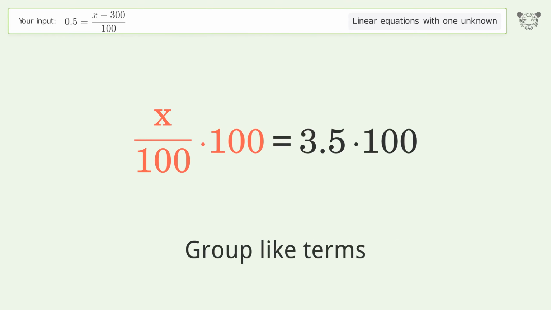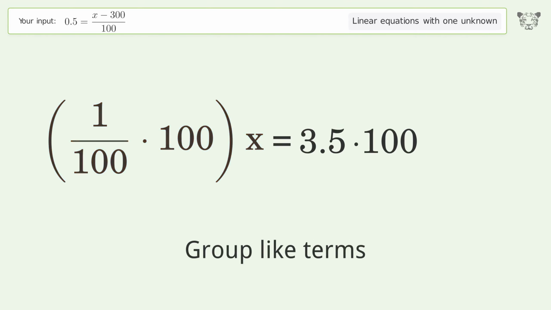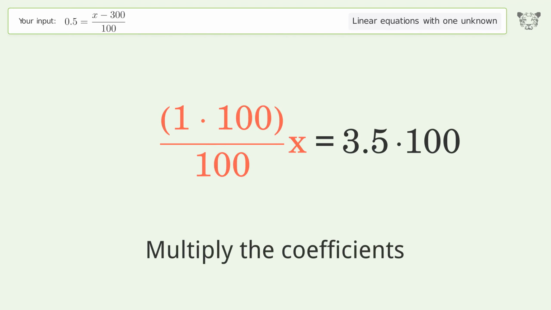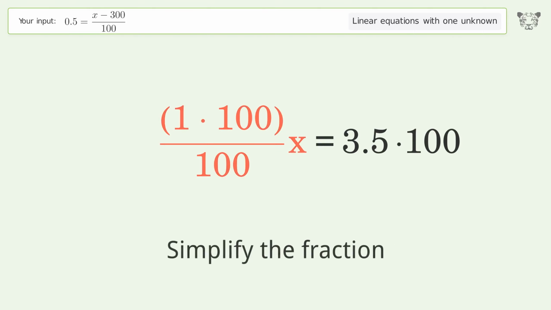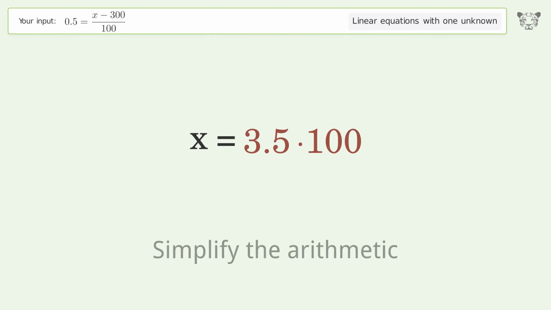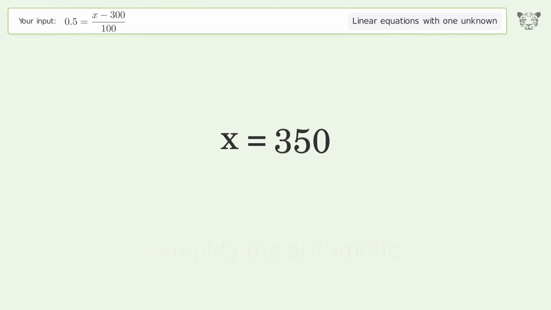Group like terms. Multiply the coefficients. Simplify the fraction. Simplify the arithmetic. And so the final result is x equals 350.